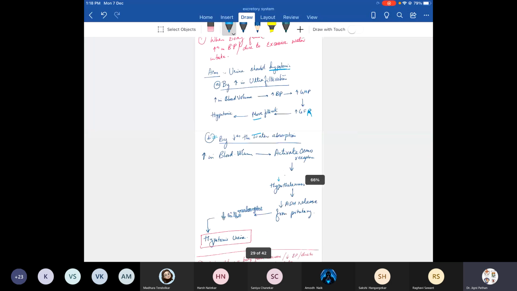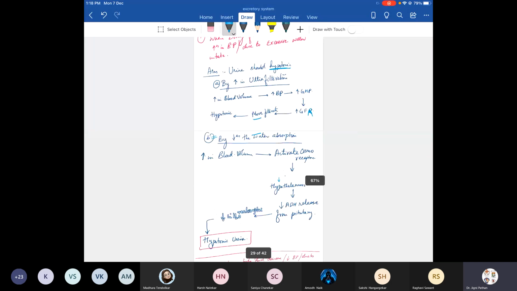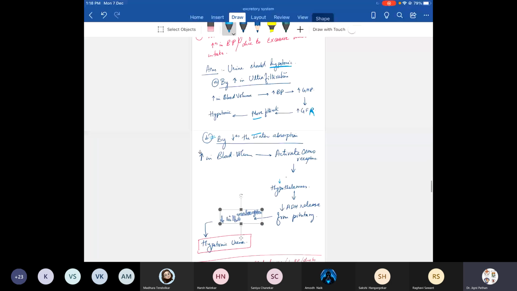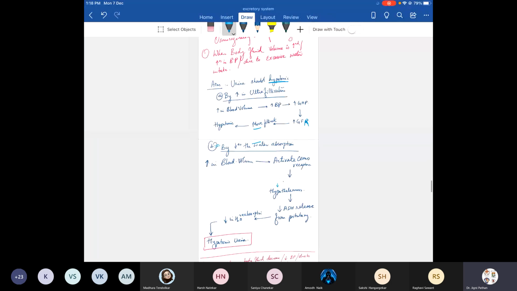Please write down this. And do let me know if there is any doubt. These are the two ways where you can throw out water when the blood volume is high, and then you can maintain the blood volume by producing hypotonic urine.